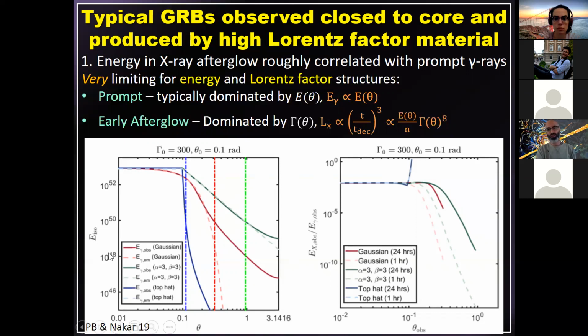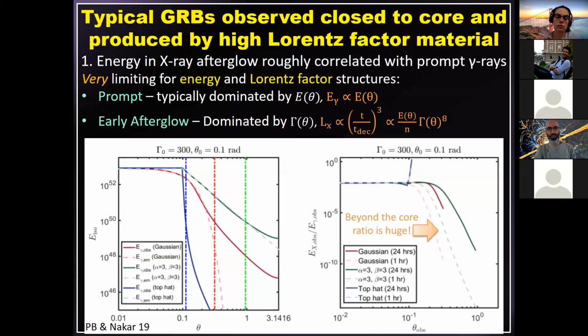It goes as the Lorentz factor to the 8th power. What this means is that if you look at the ratio of these two things, and you take any distribution in Lorentz factor that is not very, very close to flat, then once you go beyond the core, this is the ratio as a function of the angle, here in the right-hand figure, you will start seeing huge deviations by many orders of magnitude. This is, of course, not what was observed, as I showed you in the previous slide.